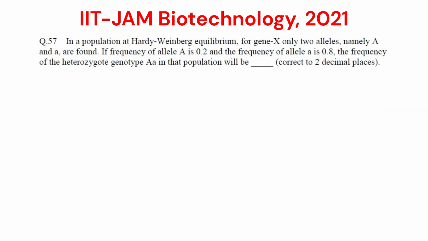And in the last problem, in a population in Hardy-Weinberg equilibrium, for gene X, only 2 alleles, namely capital A and small a, are found, and the frequency of allele capital A is 0.2 and the frequency of allele small a is 0.8. Then the frequency of the heterozygote genotype capital A small a in that population will be, and you have to calculate up to 2 decimal places.